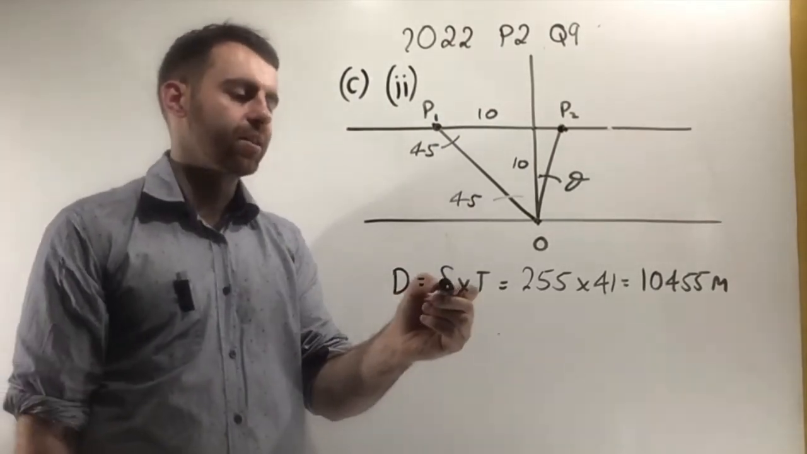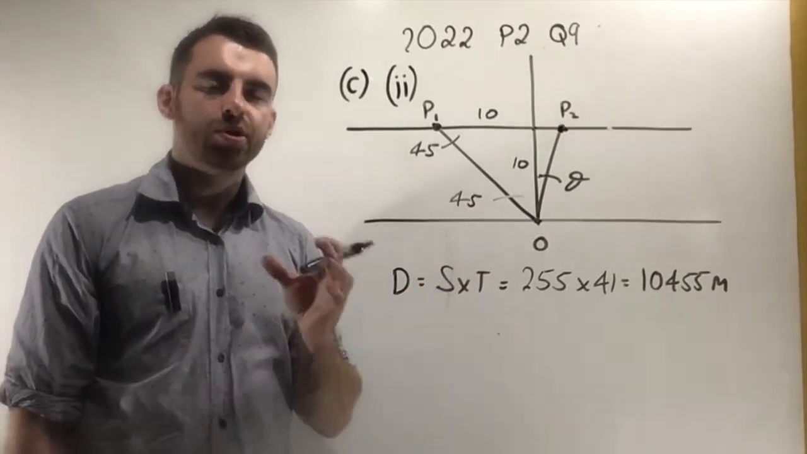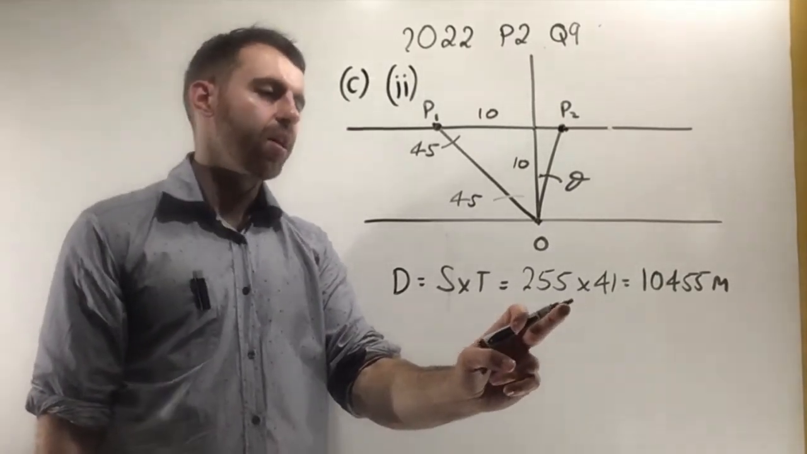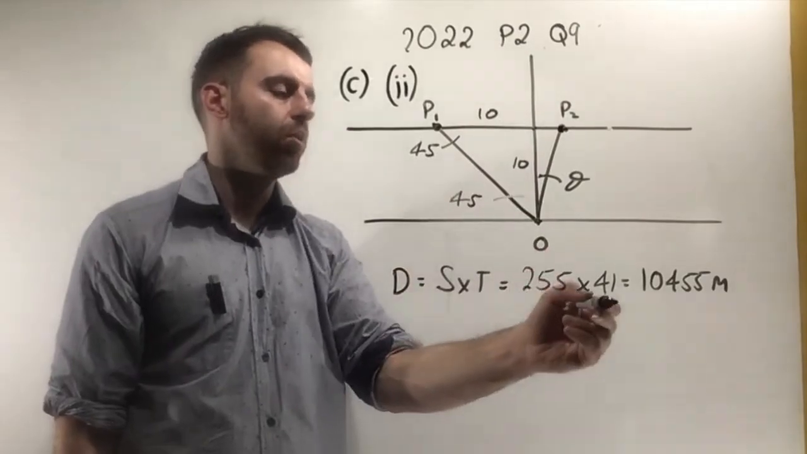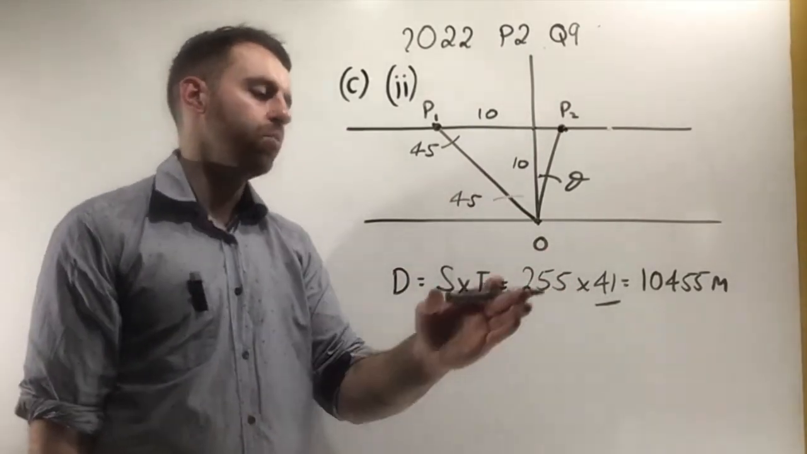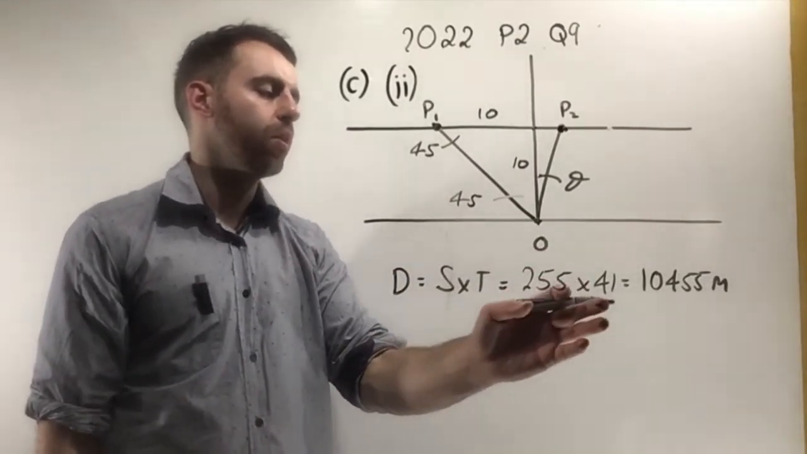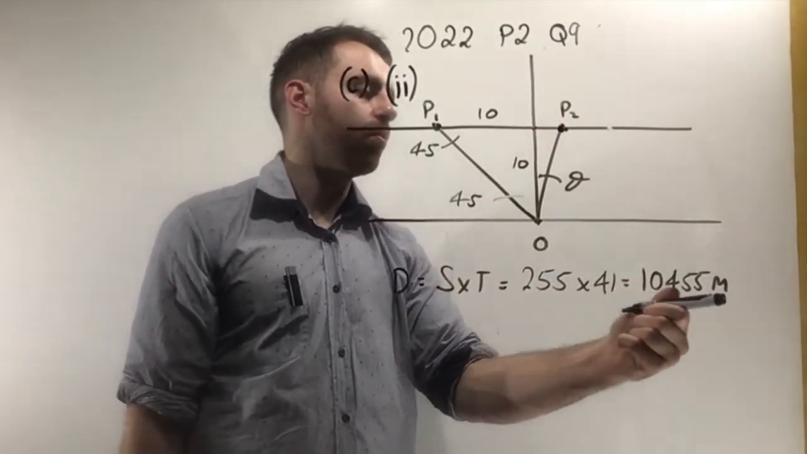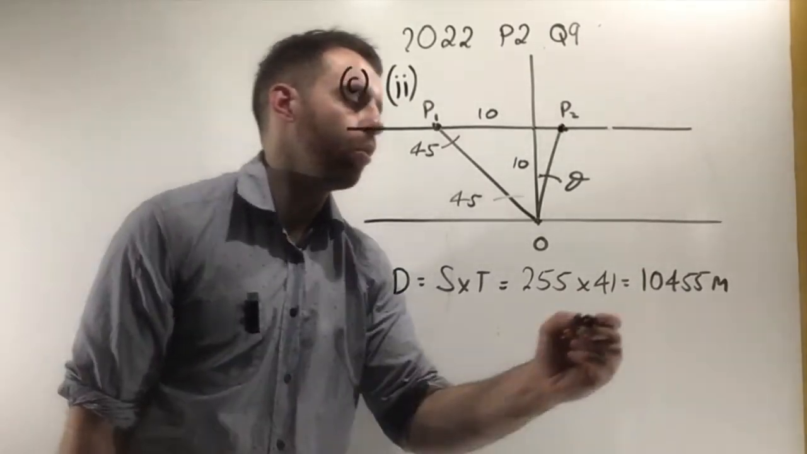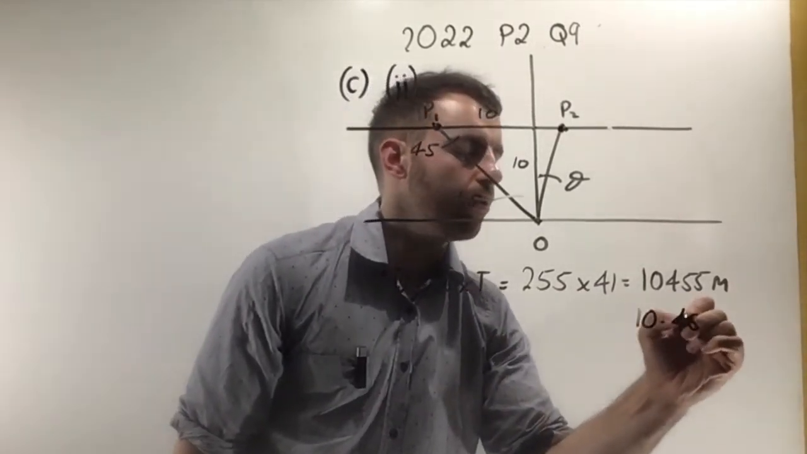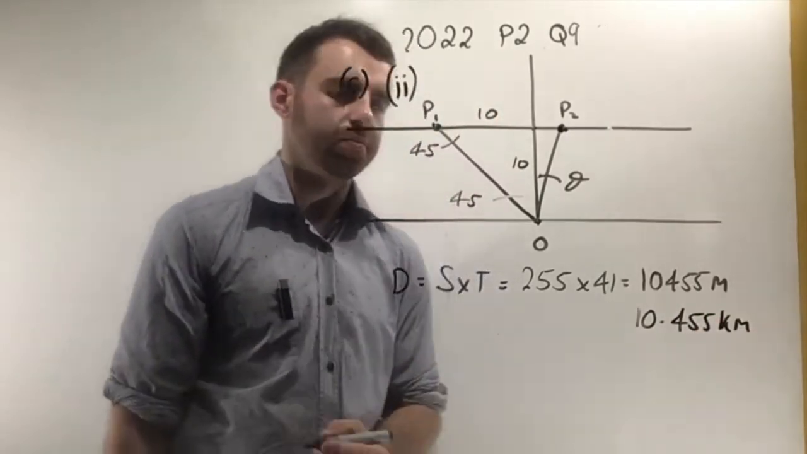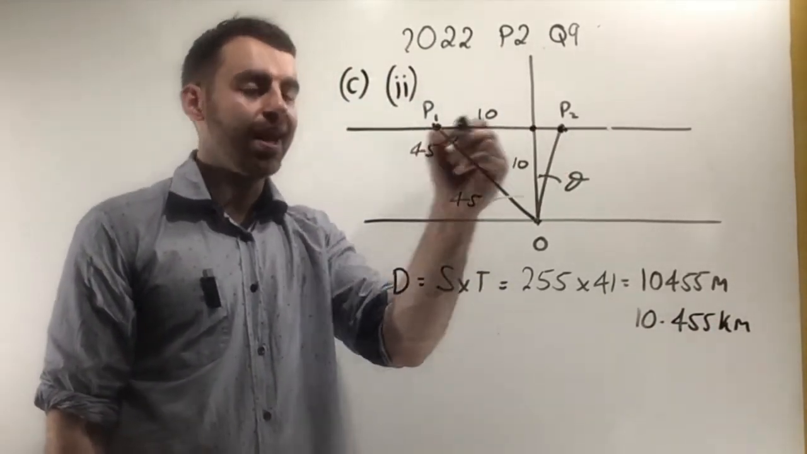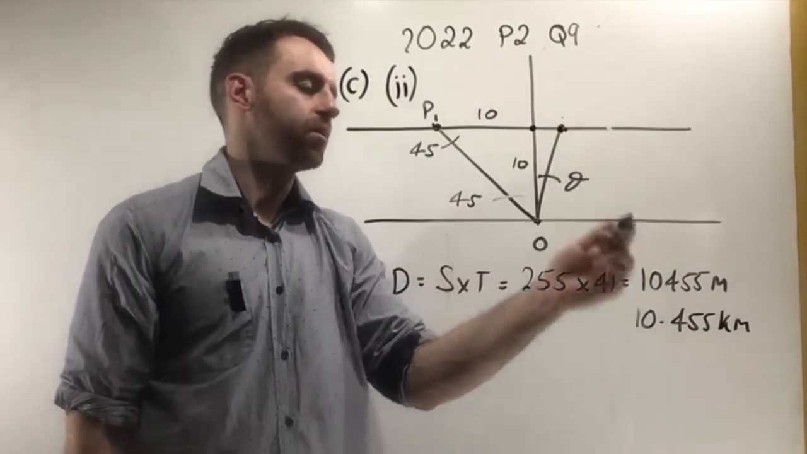To get distance, it's speed multiplied by time. We're told that the speed of the plane is 255 meters per second. And obviously the time to go from P1 to P2 is 41 seconds. If you multiply 255 by 41, that tells me the distance from P1 to P2 is 10,455 meters. Or in other words, it's 10.455 kilometers.